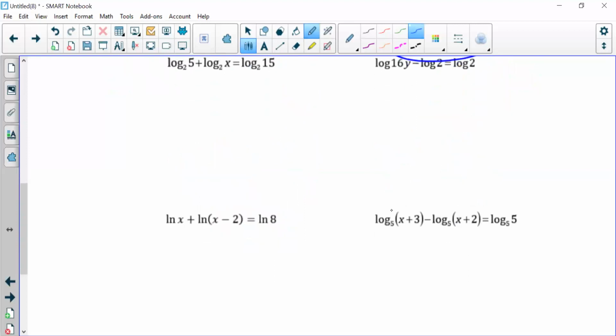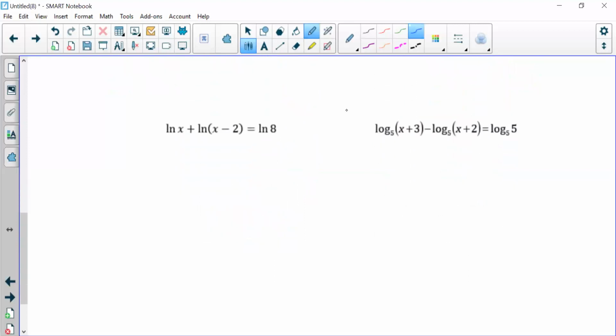All right, so let's scroll down here. Let's do the very last one. All right, the last one is generally the most complicated. Let's just see what happens.